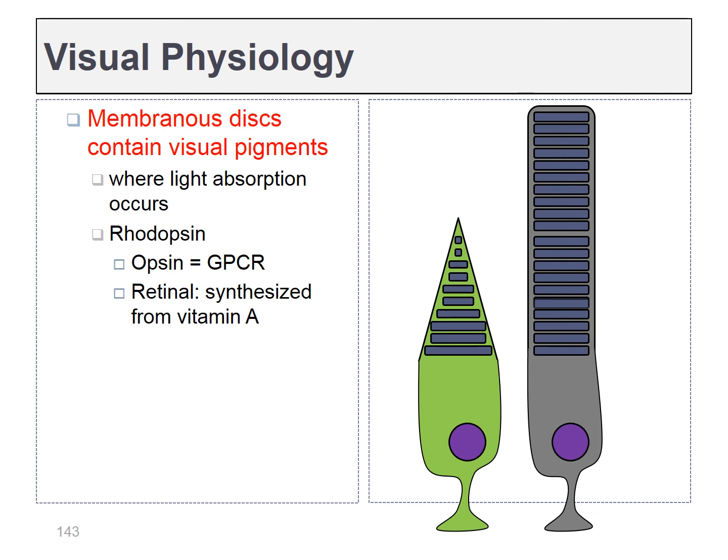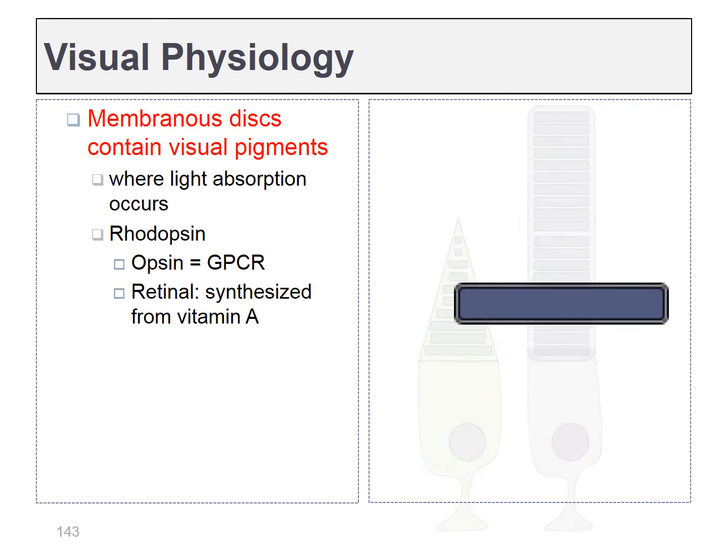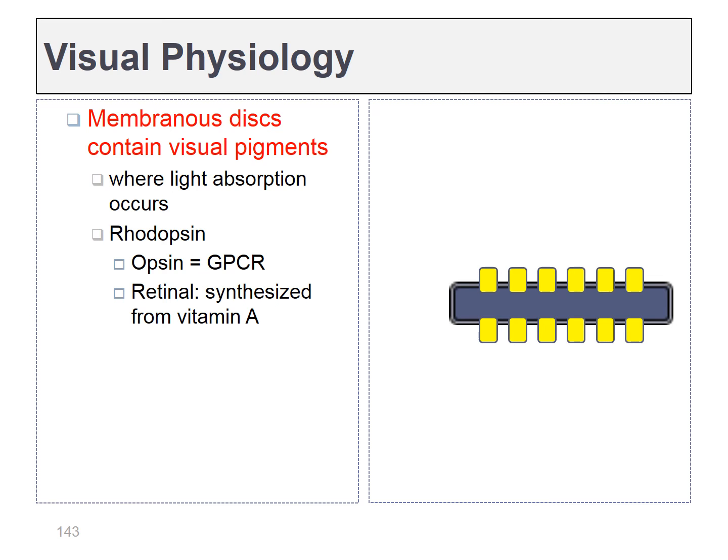The membranous discs are composed of phospholipid bilayers, in which are a number of G protein coupled receptors called opsin. To help convert light waves into a second messenger system, retinol, a molecule synthesized from vitamin A, is also a component, and together these make up the molecule rhodopsin.